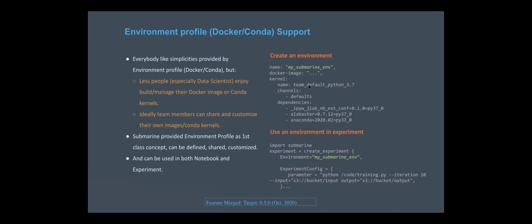This creates an environment which can be listed and retrieved later. When you run an experiment or a notebook, you simply specify the environment name. So when Submarine launches the experiment in the cluster, it will know which Docker image to pull and what Conda dependencies to import before launching the script. This will be available in the next release, and the feature is already merged.